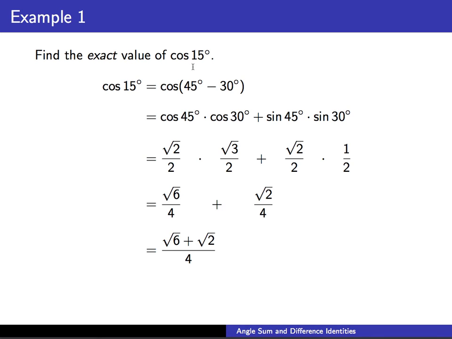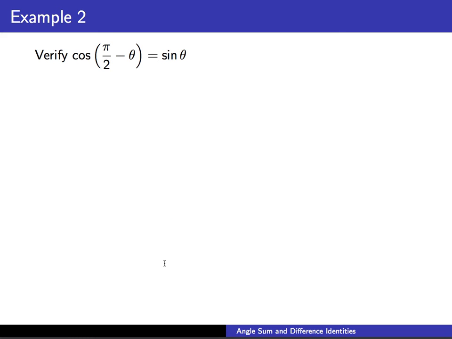So again, if you type in cosine of 15 degrees in your calculator, it's going to give you a decimal approximation. If you type this answer into your calculator, you'll get the same decimal approximation. So at least you can use that to help check to make sure you got the correct exact value.